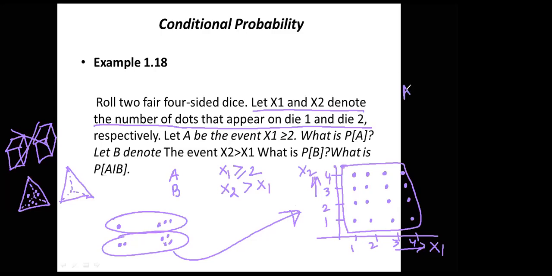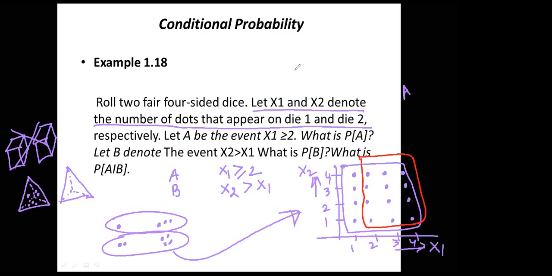Now, what is A? Event A: X1 is more than or equal to 2. So which outcomes will fall in this category? Sir, the X1 = 2, 3, 4 columns. X1 = 2, 3, 4. So all these things will be counted, isn't it? Do you agree? Yes, sir. Okay.